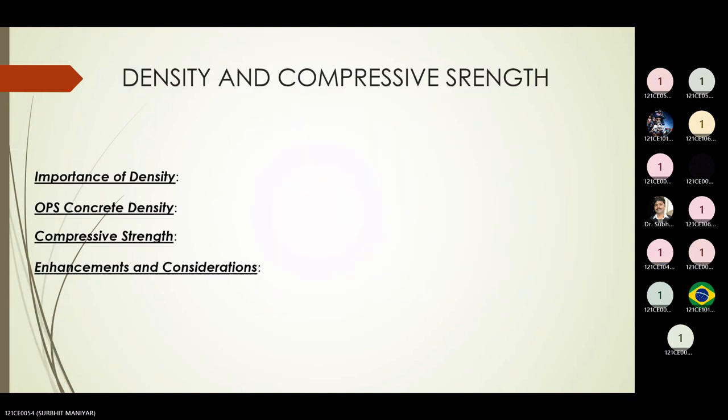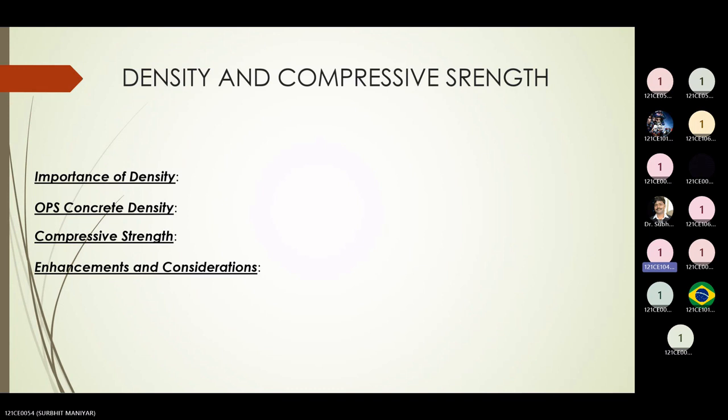Now, the importance of density. LWC, lightweight concrete, typically ranges from 1400 to 2000 kg per meter cube, which is significantly lower than normal weight concrete, approximately 2400 kg per meter cube. OPS concrete density is 19 to 25% lower than ordinary crushed stone concrete.